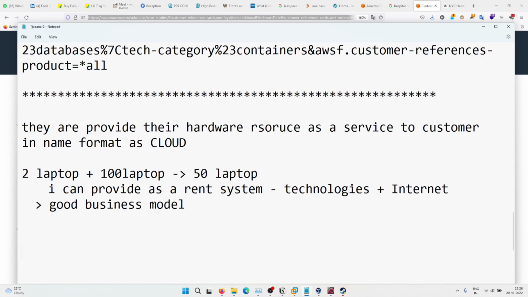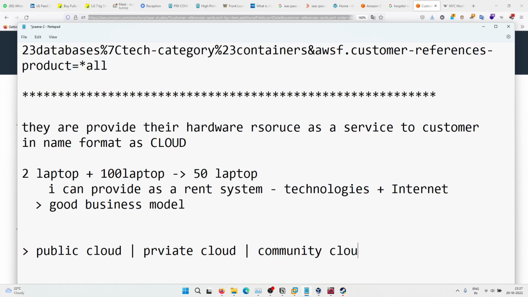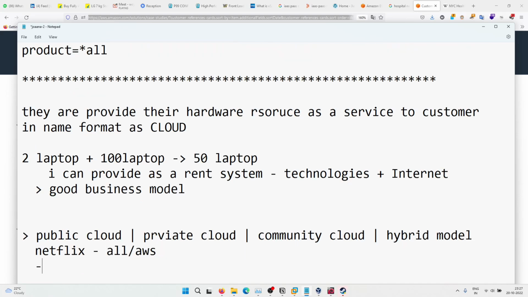Now they are providing this in three models. Public cloud; private cloud is a little bit costly because it is dedicated for companies; and then we have community cloud, if somebody wants to research or innovate something; or you can use a hybrid model. For hybrid, you can take Netflix. Netflix is storing the backend, all the movies and series, on the AWS cloud, and still they are earning money by selling all those movies in a subscription to people.